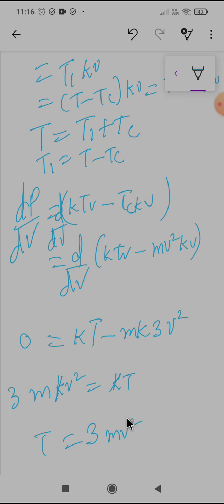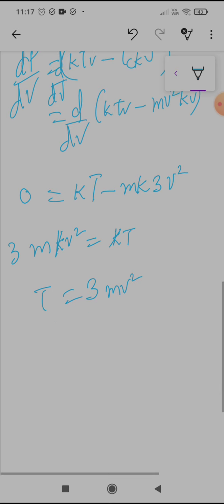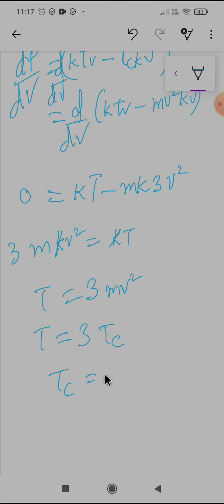Now what is mv square? mv square is nothing but centrifugal tension. So we can write T is equal to 3 times TC, or we can write TC is equal to T by 3. So for maximum power transmission, the centrifugal tension in the belt is equal to one third of the maximum allowable belt tension, and the belt should be on the point of slipping.